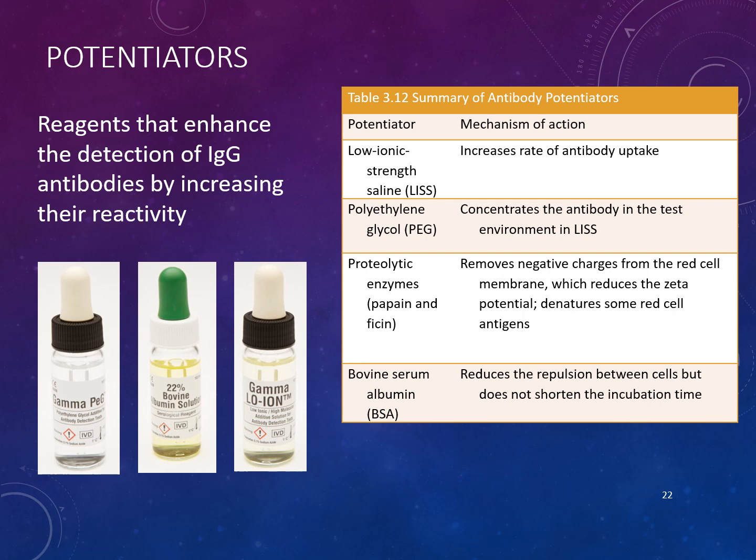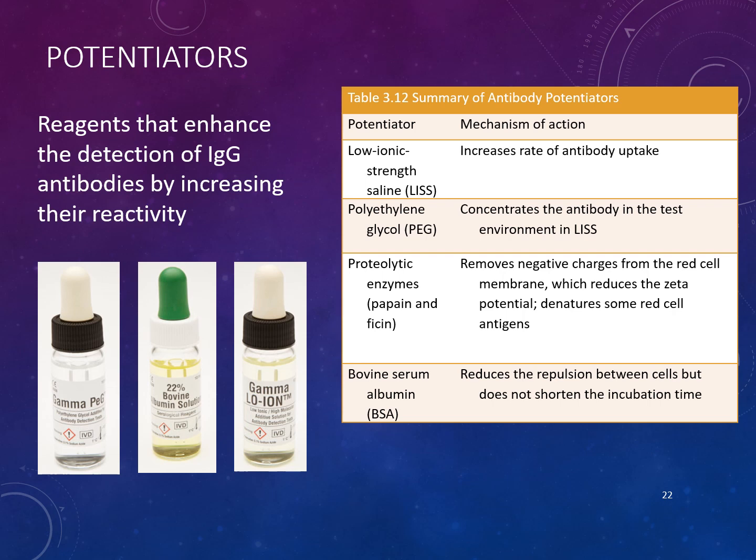Some of the things that we can do is enhance that reactivity to speed up those reactions. We can do that by adding potentiators. There are a few different ones, so depending on your lab will depend on what they use. There are things called low ionic strength solution, or low ionic strength saline. What this does is it increases the rate of antibody uptake. You also have PEG, and what this does is it concentrates the antibody in the test environment in a low ionic strength saline.